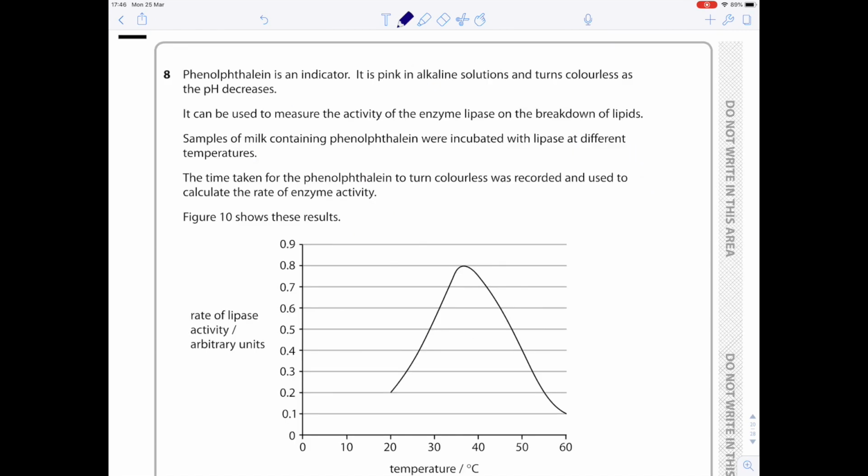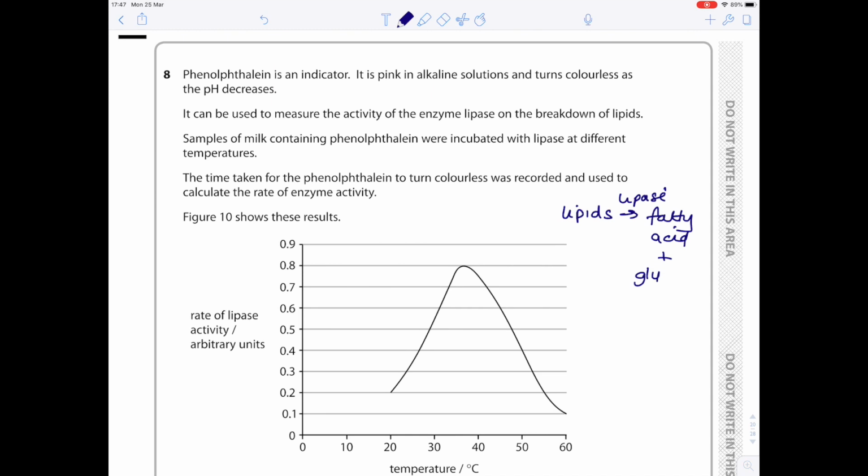8. Phenolphthalein is an indicator. It is pink in alkaline solutions and turns colourless as the pH decreases. It can be used to measure the activity of the enzyme lipase on the breakdown of lipids. And if we actually have a look at lipids, remember under the action of lipase they turn into fatty acids and glycerol. It's really important you know this.